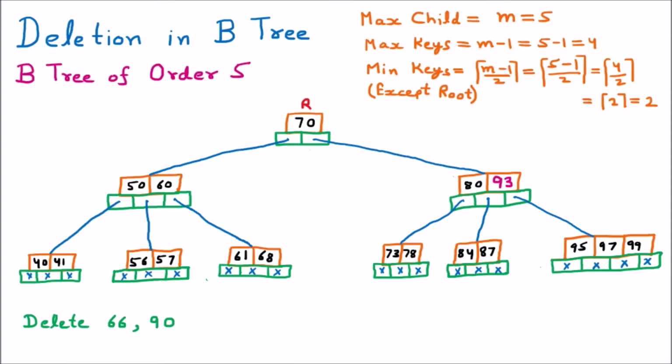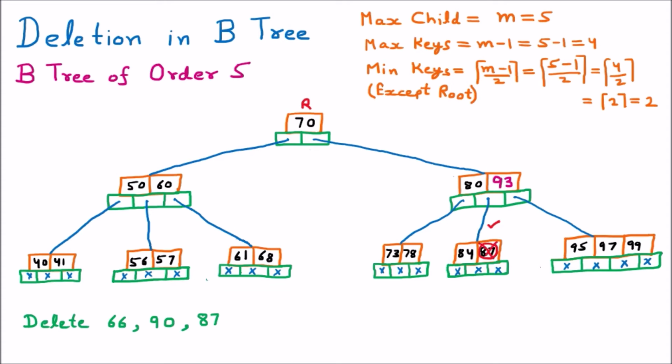Let us suppose that we are going to delete a node which is 87. So first of all we are going to find out where that 87 node is. Now this is the 87 that we have to delete. So this node we have circled, this node will be deleted from here.